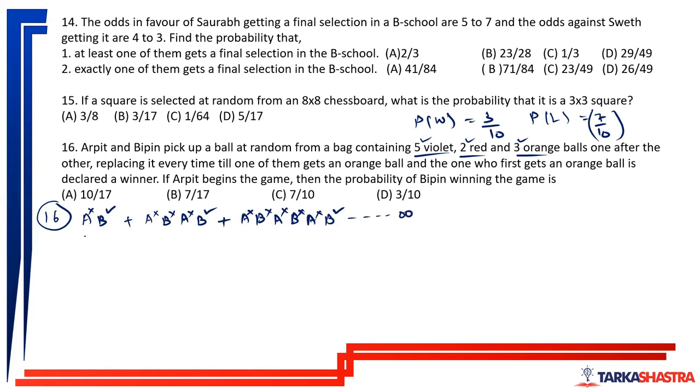So now Arpit losing, probability 7 by 10, Bipin winning 3 by 10. Here Arpit losing 7 by 10, Bipin losing 7 by 10, Arpit losing 7 by 10, Bipin winning 3 by 10. Or Arpit losing 7 by 10, Bipin losing 7 by 10, Arpit losing 7 by 10, Bipin losing 7 by 10, Arpit losing 7 by 10, Bipin winning 3 by 10, and so on up to infinity.